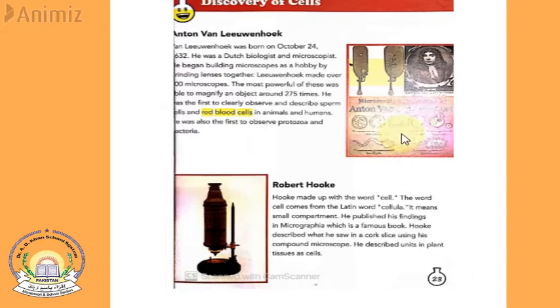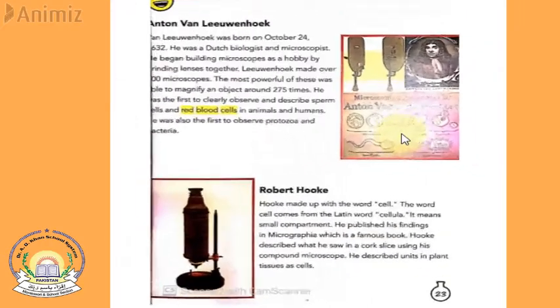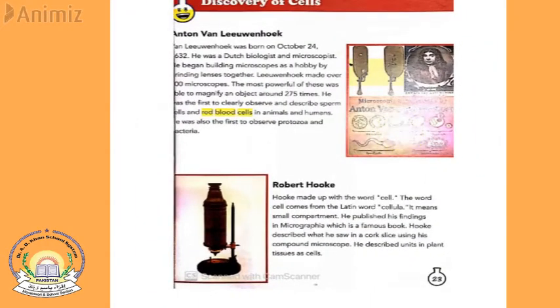Anton van Leeuwenhoek was born on 24th October 1632. He was a Dutch biologist and microscopist. He began building microscopes as a hobby by grinding lenses together. Leeuwenhoek made over 400 microscopes. The most powerful of these was able to magnify an object around 275 times.